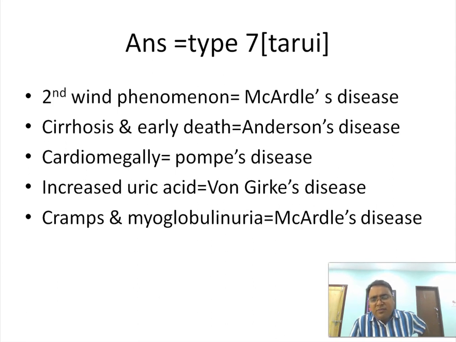Similarly, cramps and myoglobinuria occur with McArdle disease. So, McArdle disease is associated with the classical second wind phenomenon and myoglobinuria. This we have to remember. We can get an MCQ in our exam.